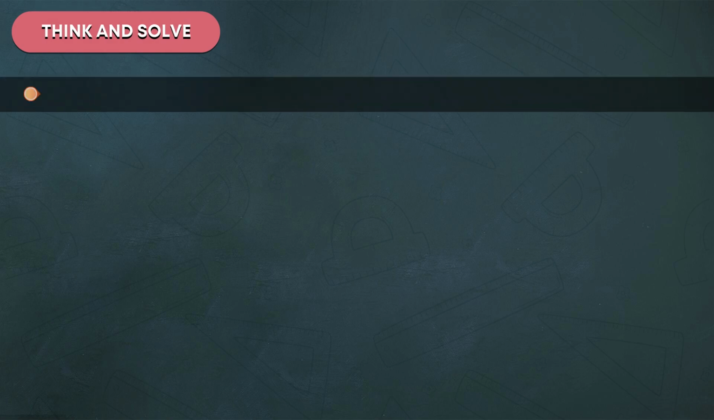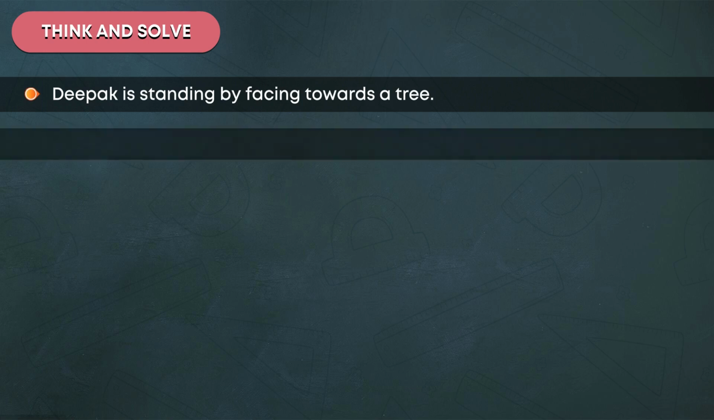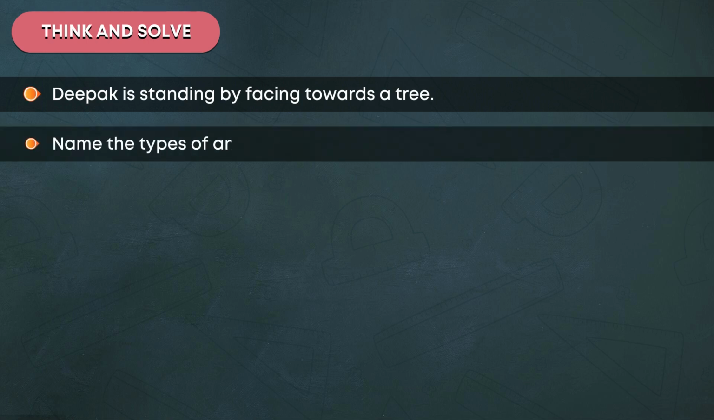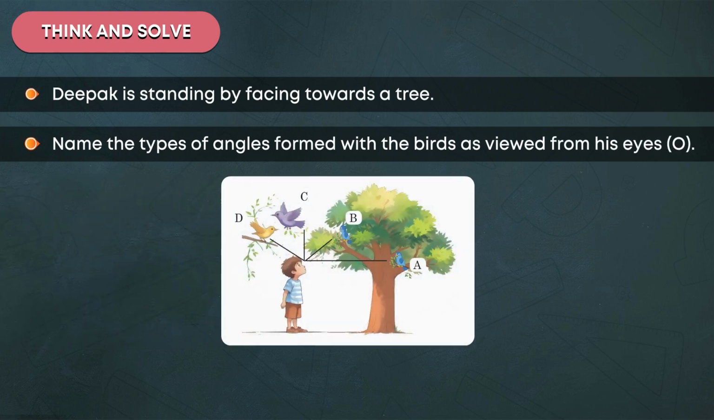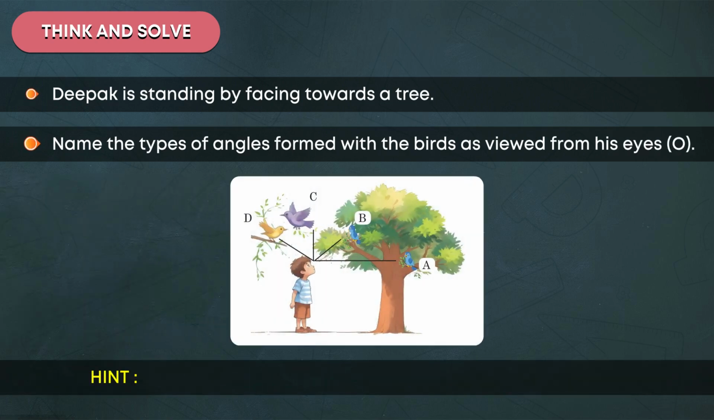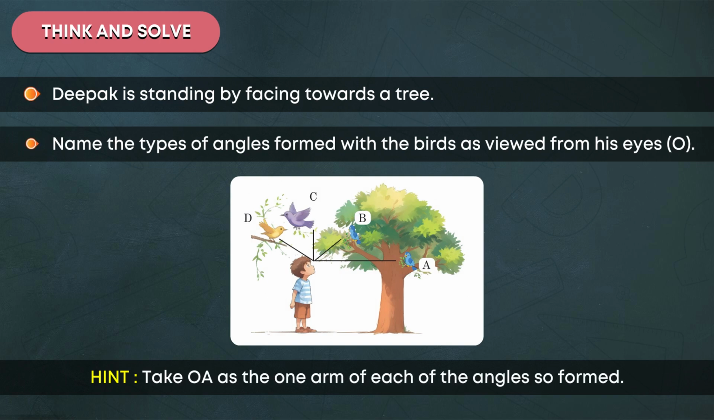Think and solve. Deepak is standing facing towards a tree. Name the types of angles formed with the birds as viewed from his eyes. Hint: Take OA as the one arm of each of the angles so formed.